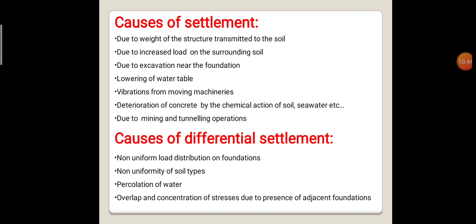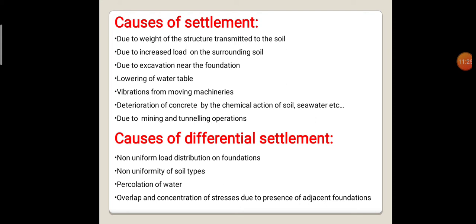Next one, the causes of settlement. So why are we facing these kinds of problems? This is due to the weight of the structure. So the main criterion is the weight or load which is acting on the foundation. Then due to the increased load on the surrounding soil, or lowering the water table, or vibrations from moving machinery. So if you are constructing buildings for power plants or maybe some other work, there is some production of vibration. So if the vibration is more, automatically it also gives some causes or effects.